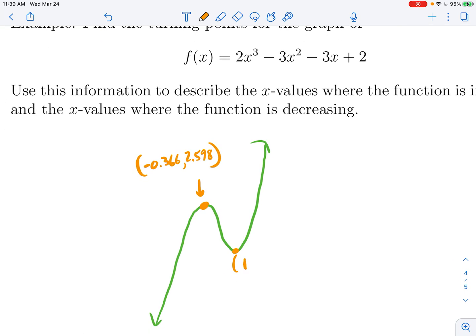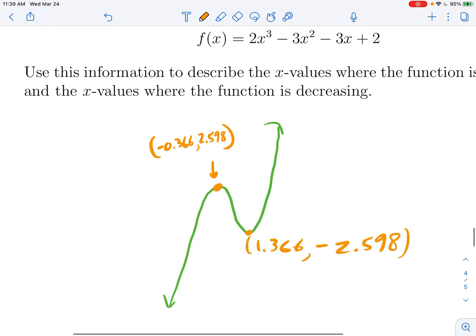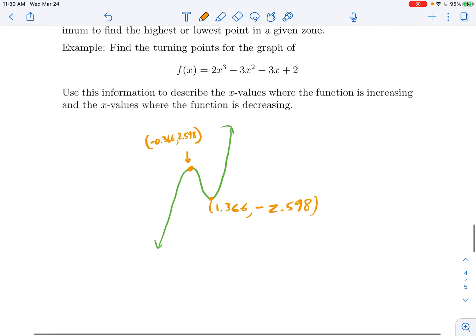The other turning point occurs when x was 1.366 and y was negative 2.598. And the symmetry there is not a coincidence. It does have to do with nice features of this function. So if I know where those turning points are, I can describe the x values where the function is increasing or decreasing. We always describe increase and decrease in terms of x values.